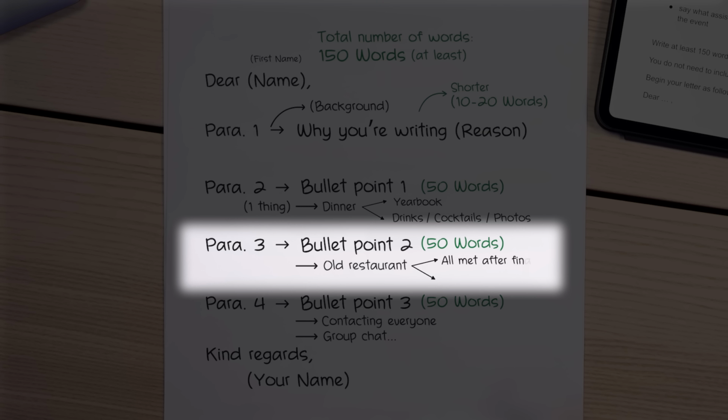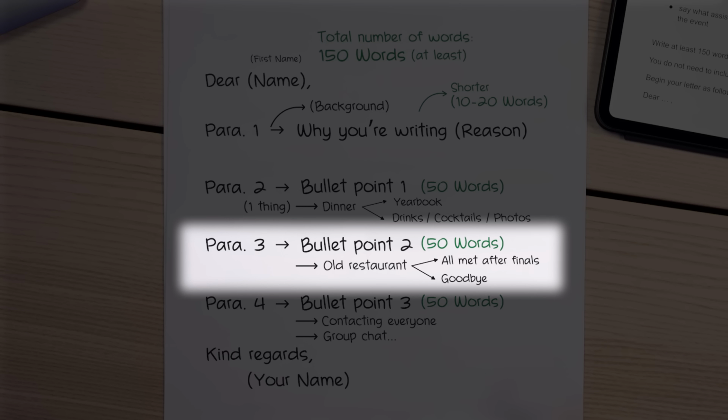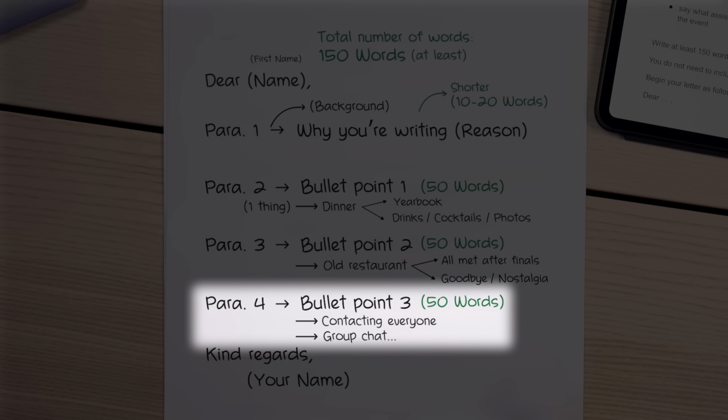This old restaurant is where we all met together after our final exams. And it was our goodbye, farewell dinner. So it's just nostalgia. So it's good to put some nice vocabulary in there. Nostalgia and contacting everyone, setting up a group chat. I think that's probably enough. Yeah, I think that's enough.